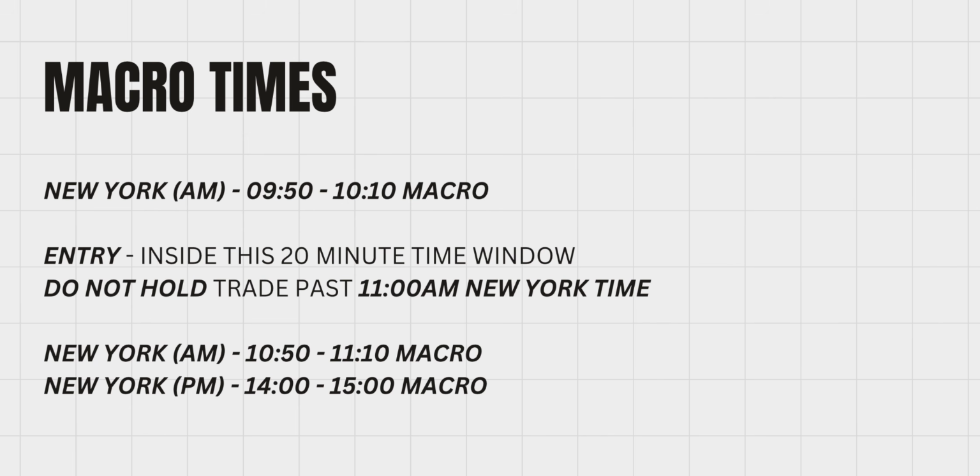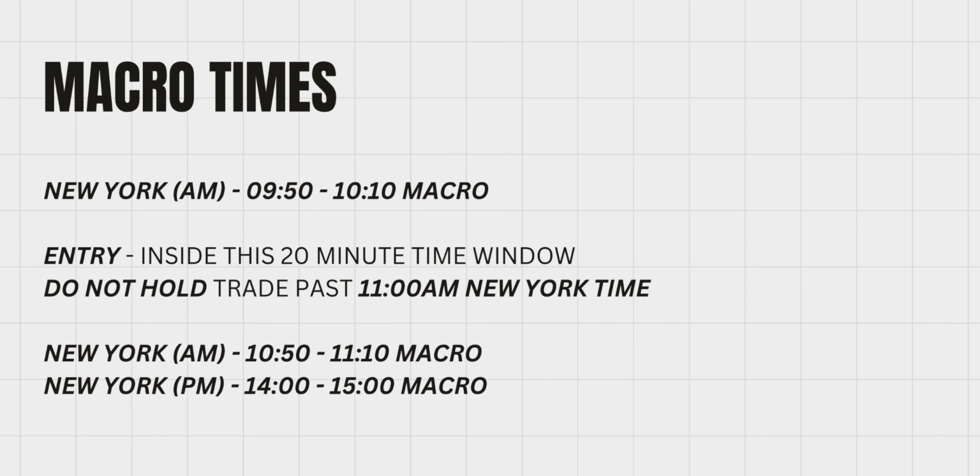Now, same rules apply for this macro. However, you just don't want to hold your trade past 12 p.m. As soon as it turns 12, that's when the lunch hour macro begins. So you want to exit all your trades before lunchtime. Now, let's say both AM sessions are terrible, okay? And you haven't taken a single trade. If this happens, which is rare, you want to move on to the New York PM session, which is from 2 p.m. to 3 p.m.